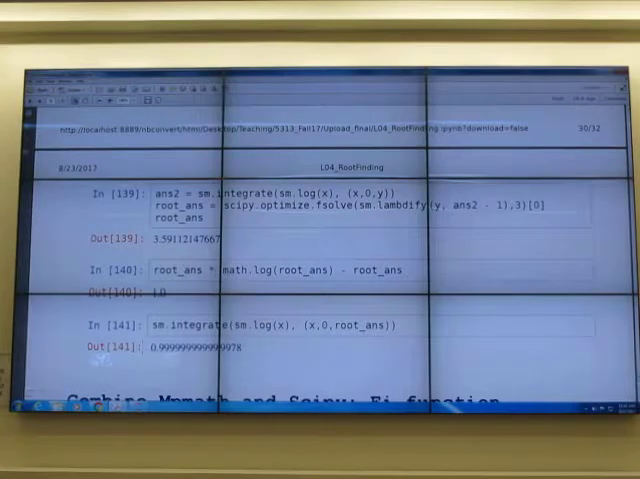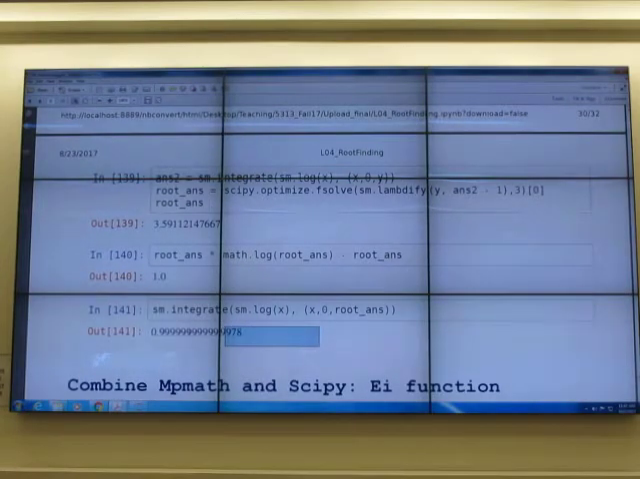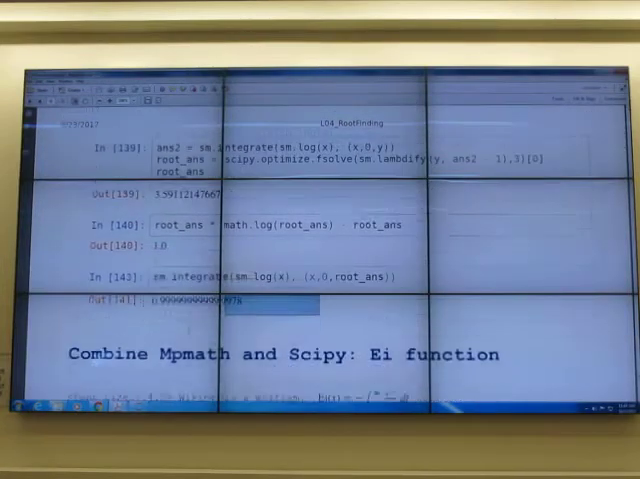SymPy integrate from 0 to the answer that we got, equal to 0.99999, almost 1, kind of 1, okay? So I checked the answer, I told you it's correct. So now you can mix numerical methods, SymPy with SymPy, and more, okay?